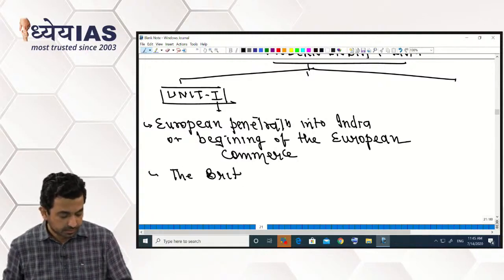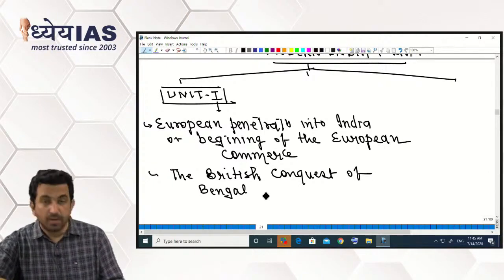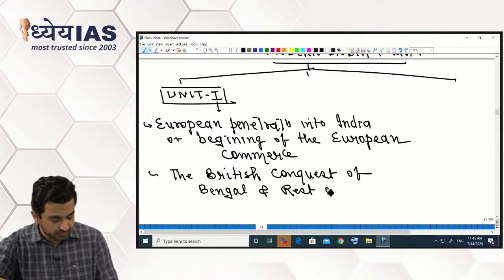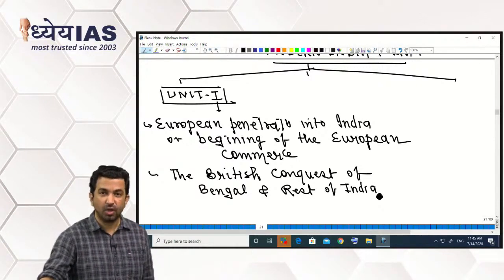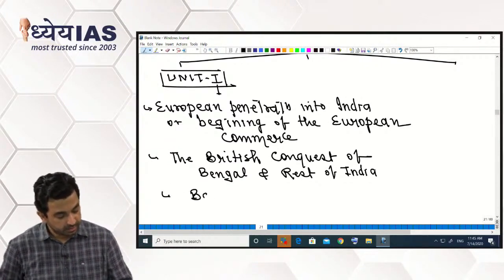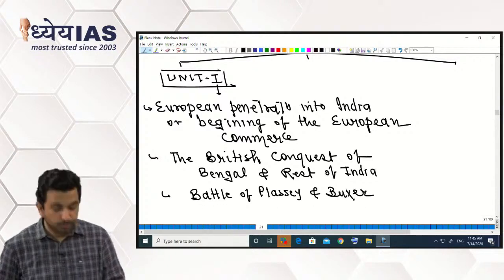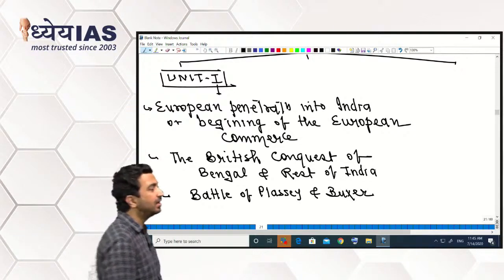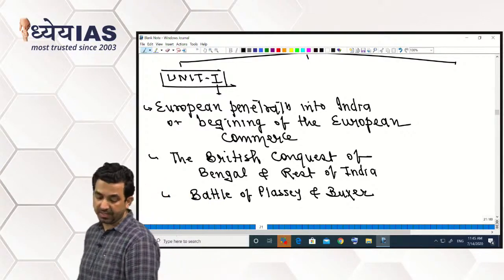Then the British conquest of Bengal and the rest of India, like the Battle of Plassey and Buxar, 1757 and 1764. Battle of Plassey and Battle of Buxar.